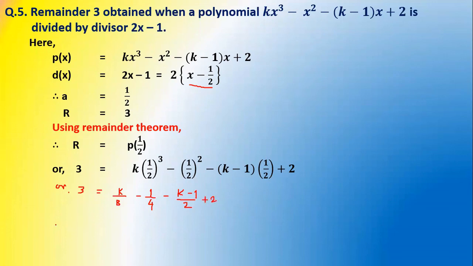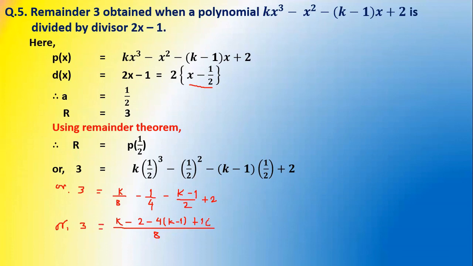Now after getting this, 3 equals, if we take out the LCM on the RHS part, the LCM would be 8. So the terms on the numerator of the RHS would be k, minus, when 8 is divided by 4 it would be 2, and 2 times 1 is 2, minus, when the LCM 8 is divided by the denominator of (k minus 1) by 2, it would be 4. So that 4 would multiply completely (k minus 1), and finally the denominator 1 of 2 divides the LCM 8, it would be 8 itself, so 8 times 2 is 16.